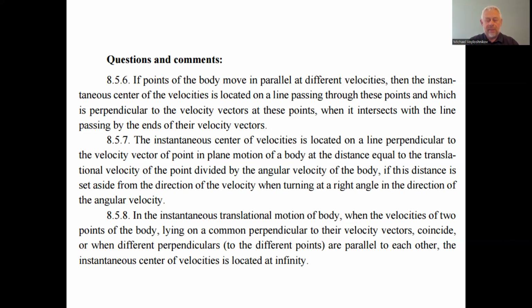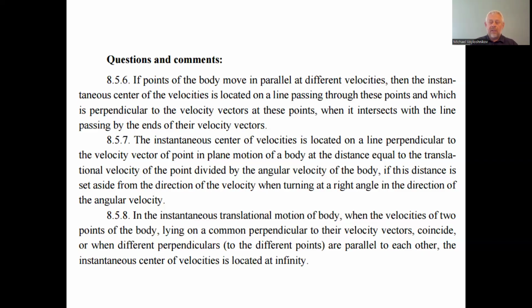858. In the instantaneous translational motion of the body, when the perpendiculars to the velocity vectors of two points of the body are parallel to each other, the instantaneous center of velocities is located at infinity.